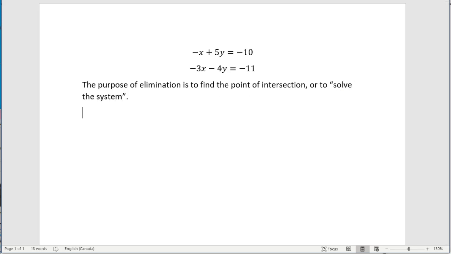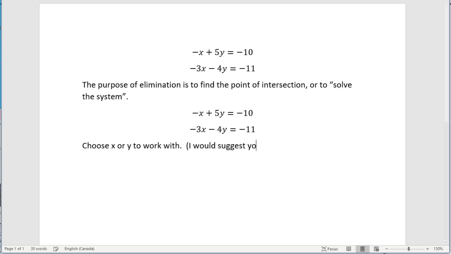To use elimination, what you're going to do is put the two equations right on top of each other, as I've done here, and then you're going to choose x or y to work with. I would suggest you choose the variable with lower numbers. And in this case, that number is definitely x, right? You don't want to work with y here, you want to work with x.